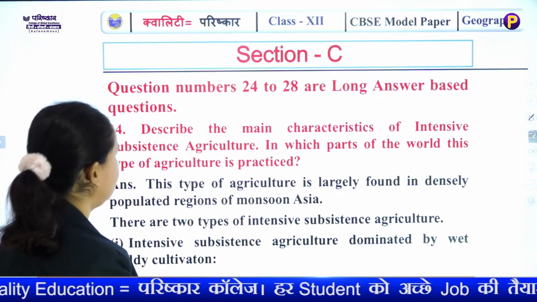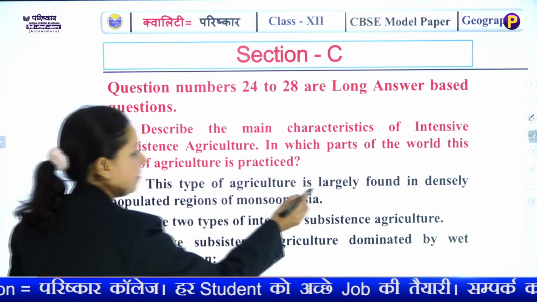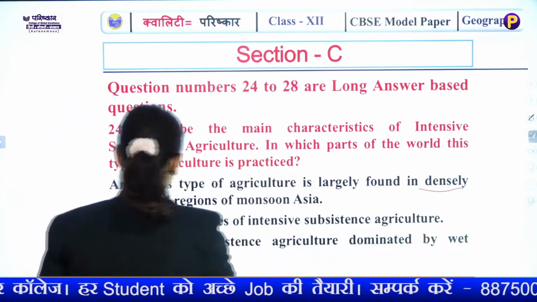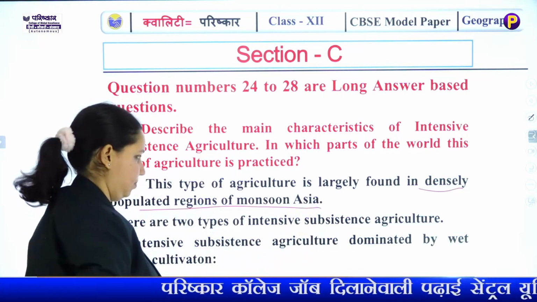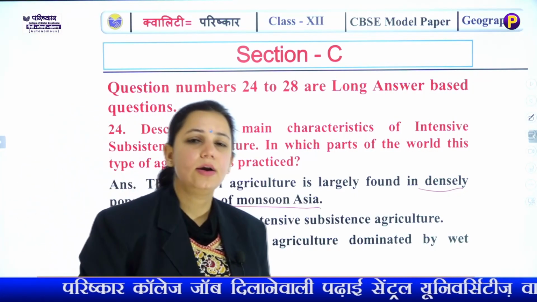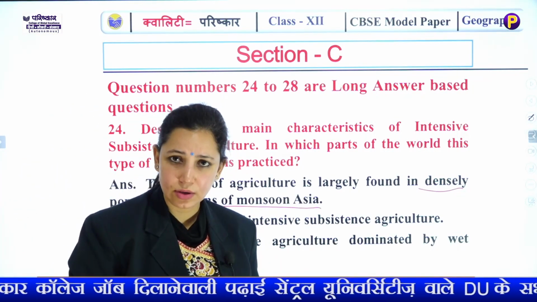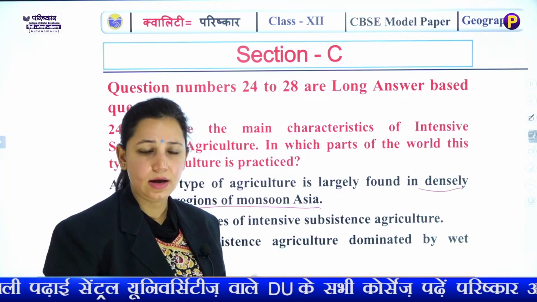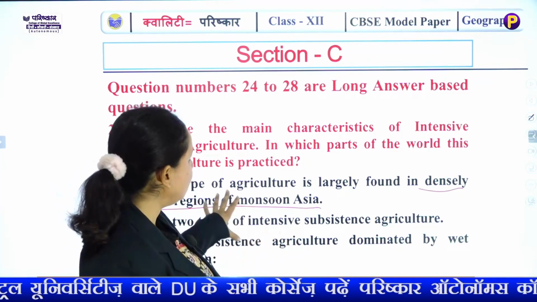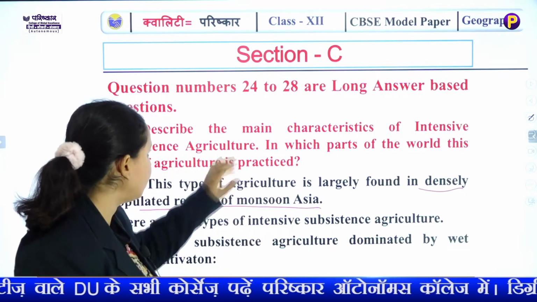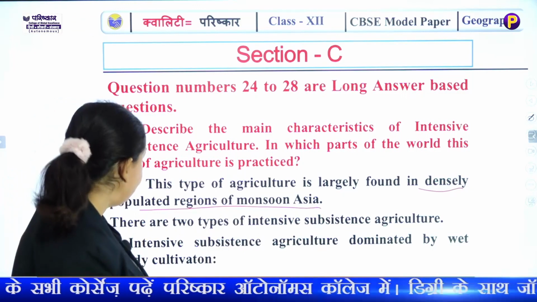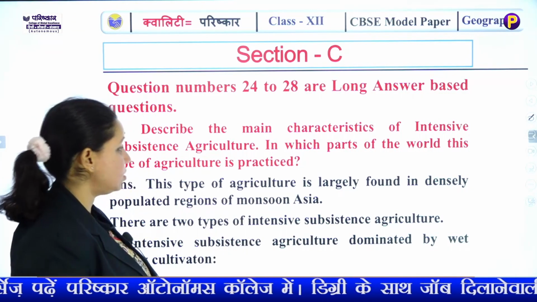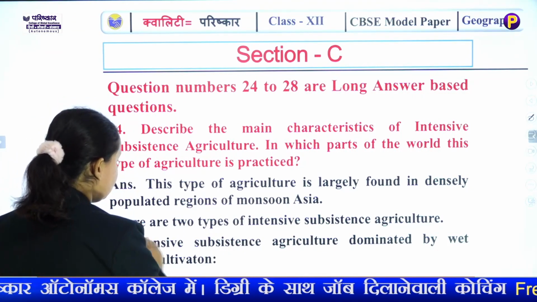The answer: it is found in densely populated areas of monsoon Asia. Because Asian countries experience a monsoonal type of climate, and it has a high population density. So here intensive subsistence agriculture is being practiced. Now intensive subsistence agriculture is divided into 2 parts.